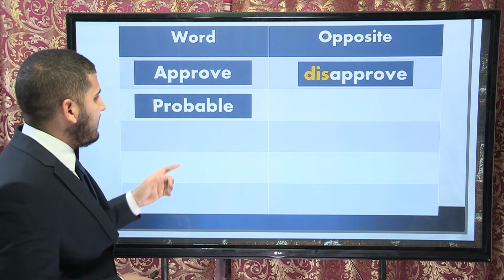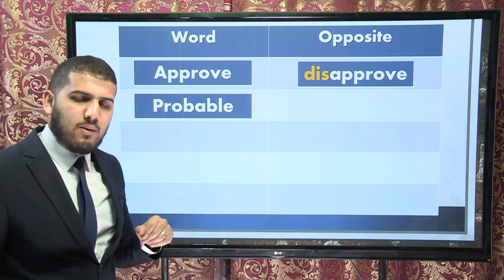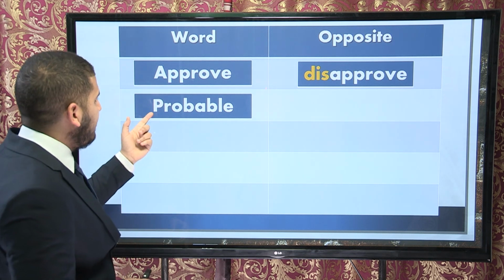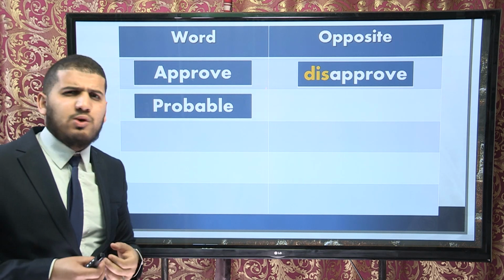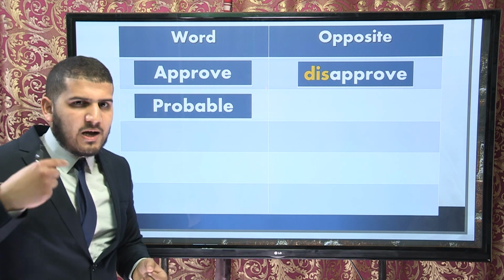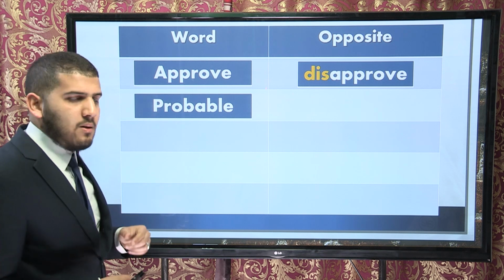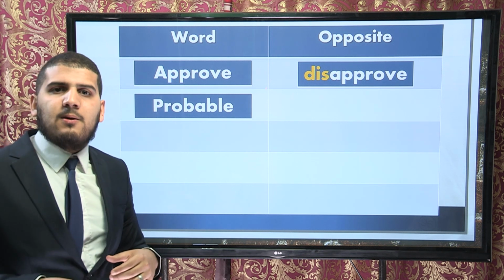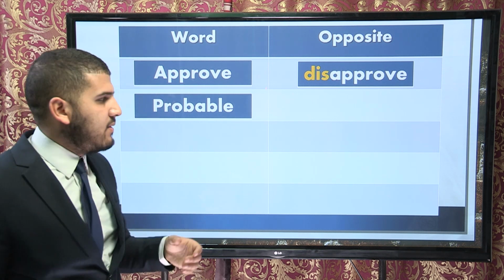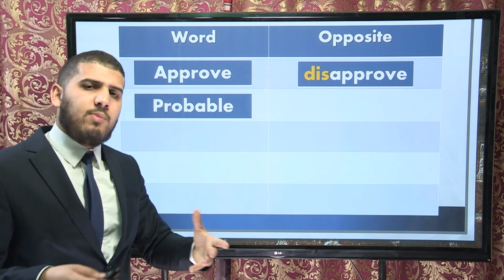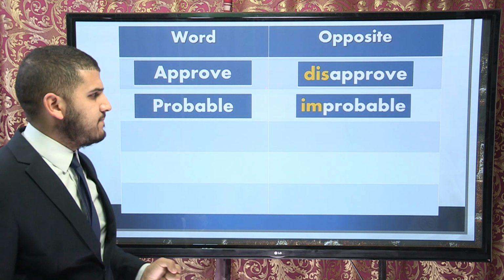Now the next word, probable. The word probable starts with p. Which prefix should we use? Try to remember the rule I gave you. With p, we use im. Therefore, the opposite of probable is improbable.